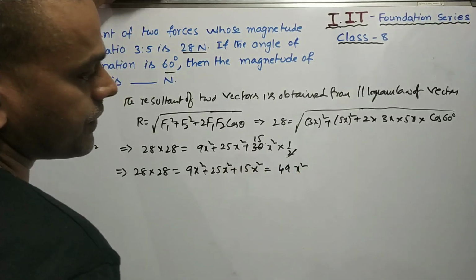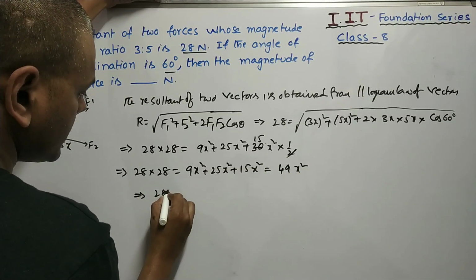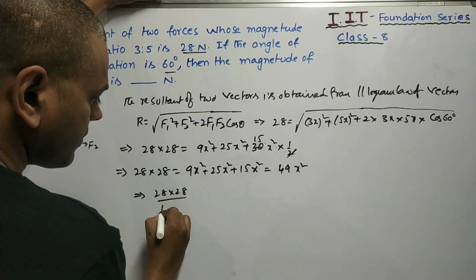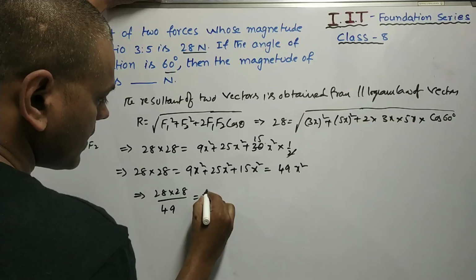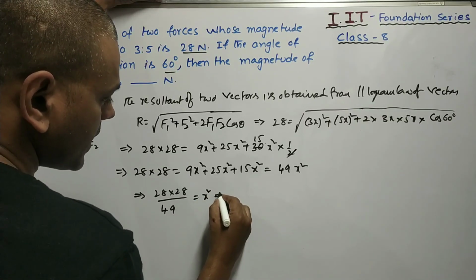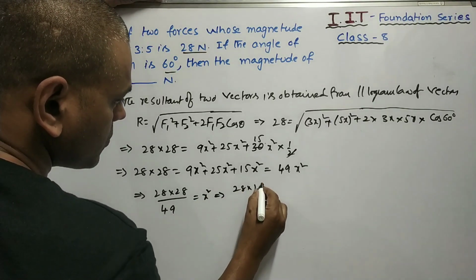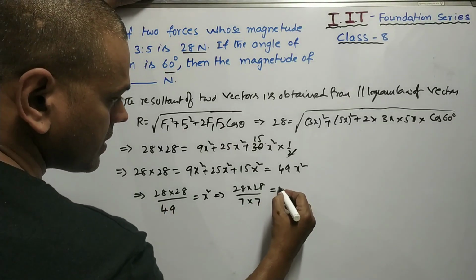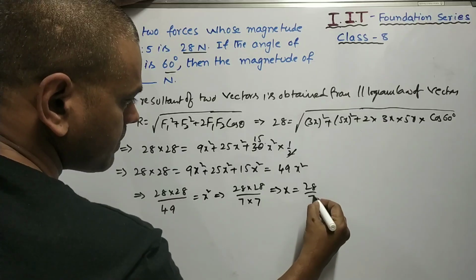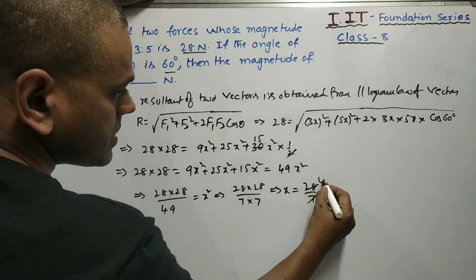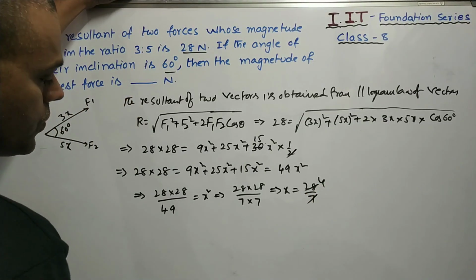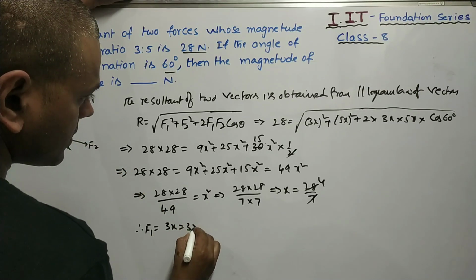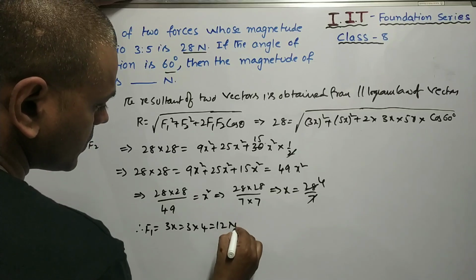49x square. That implies 28 into 28 by 49, brought to this side, is equal to x square. This 49 may be written like this: 28 into 28 by 7 into 7, isn't it? 7 7s are 49. It implies x is equal to 28 by 7, so 7 1s are 7, 7 4s are 28. So x is equal to 4. Therefore F1 is equal to 3x, that implies 3 into 4, which is 12 Newton.